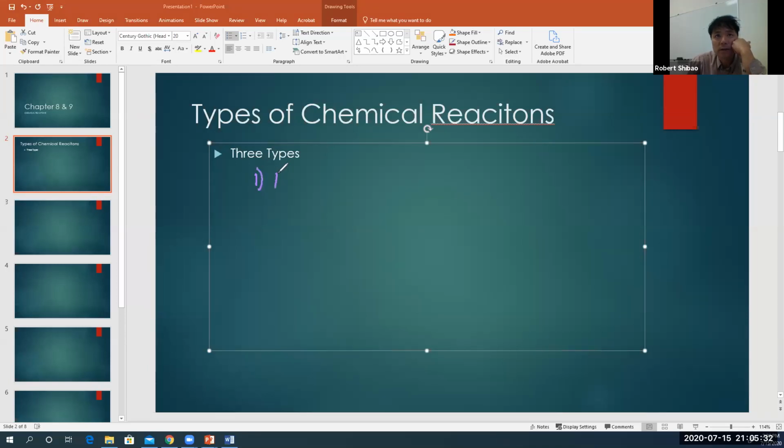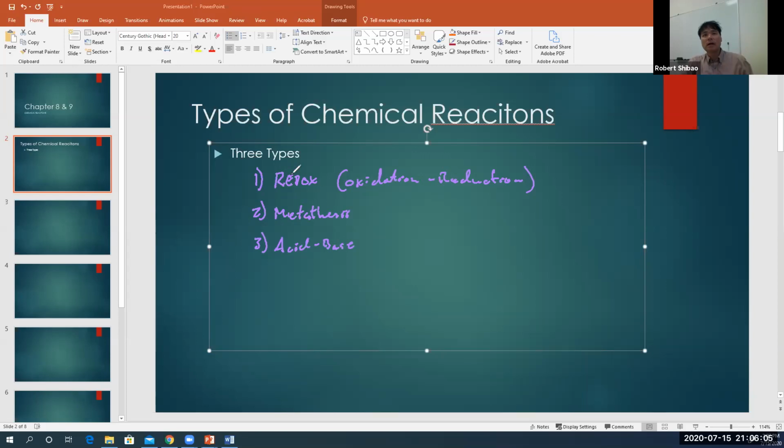One type of reaction is the redox reaction. Redox stands for oxidation, reduction. That's one type of reaction. The second type of reaction that we will look at are metathesis reactions. I probably should type this out, metathesis reactions. And the third type of reactions, the acid-base reactions.